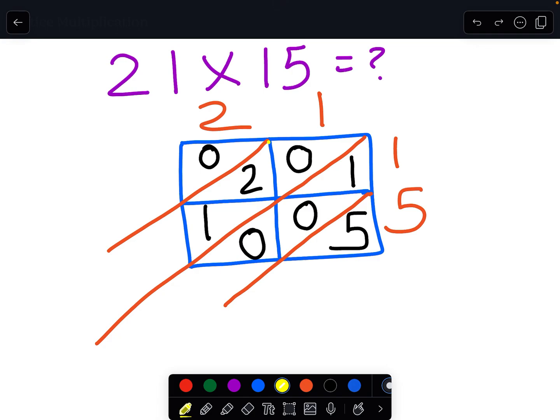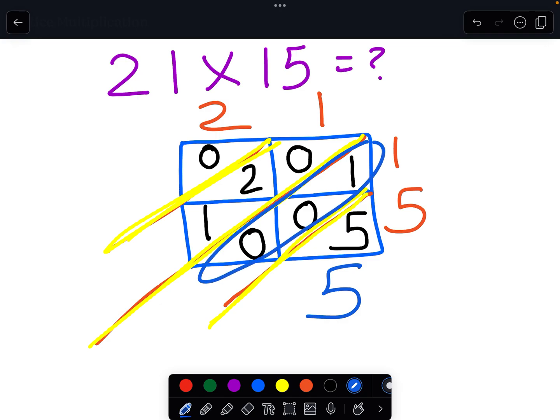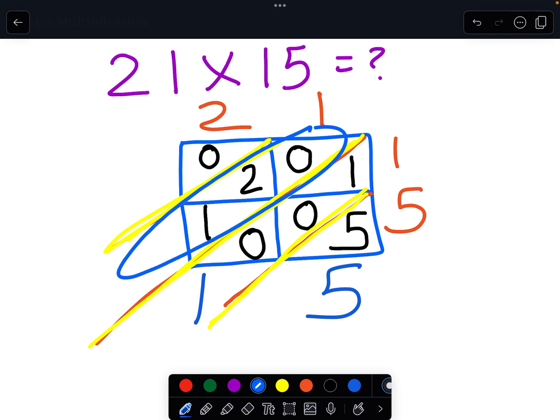And now, here's what I'm going to do. I'm going to look at all these individual sections and add up the numbers within them. Okay, so let's do it. Over here, 5 just becomes 5. Now I'm going to look at this section here. 1 plus 0 is just 1. And now this area right here, 1 plus 2 plus 0. I'm going to add those numbers up, and that's going to give me 3.